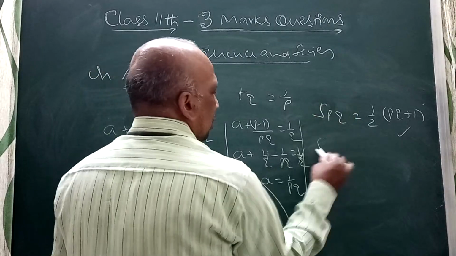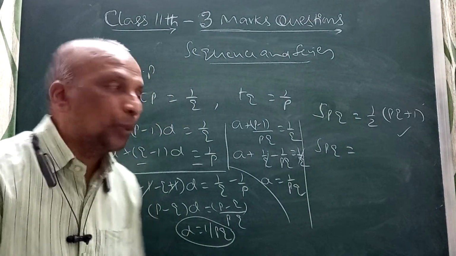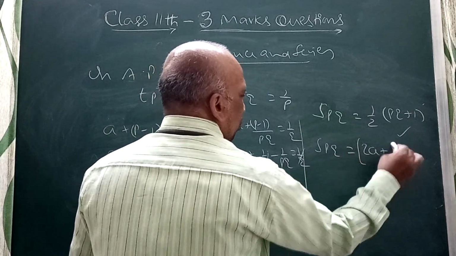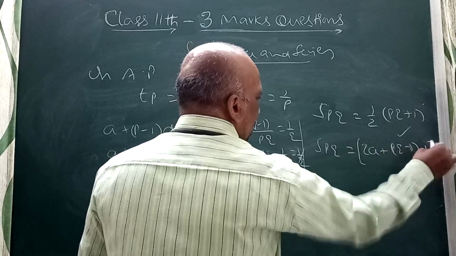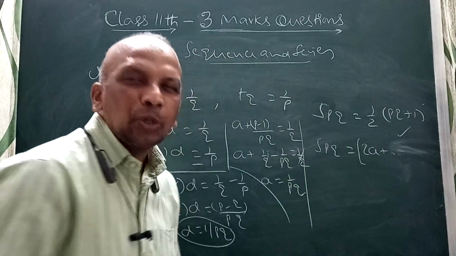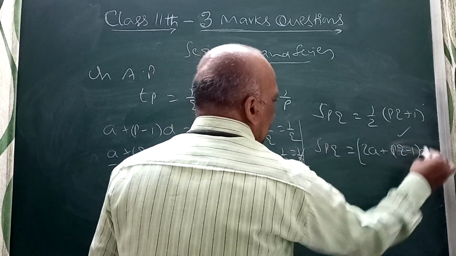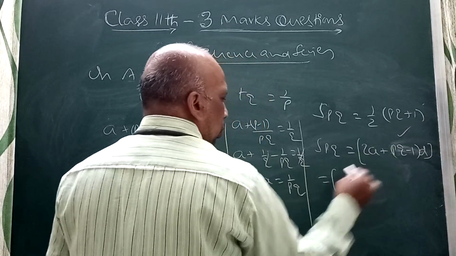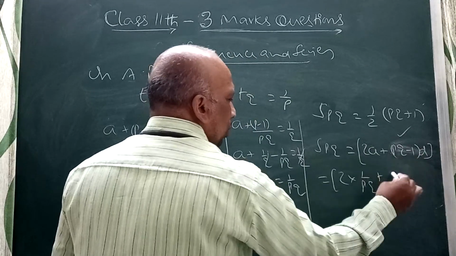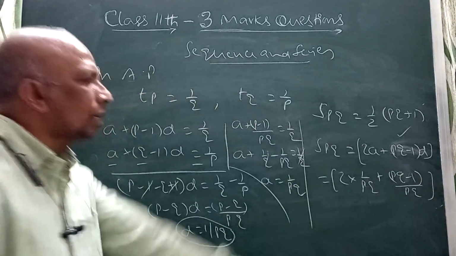Yes, they are asking S of pq. You can see the formula for the sum of pq terms: 2a plus pq minus 1 into d, right? Why? Because sum of n terms Sn is n by 2 into 2a plus n minus 1 into d. I can write pq minus 1 into d. See, we substitute here 2 into a, which is 1 by pq, plus pq minus 1 into 1 by pq, right?